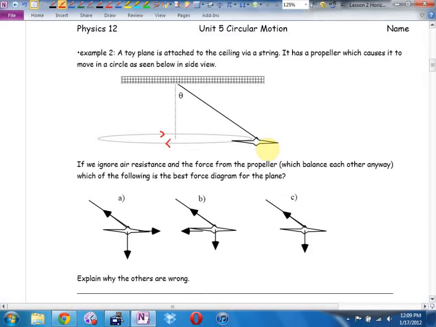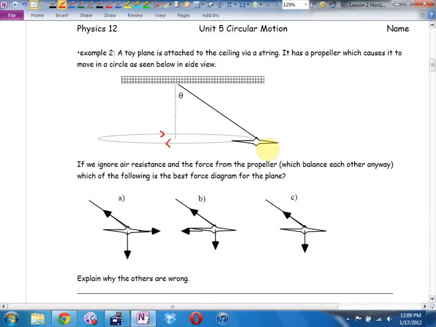If it's moving in a circle, that means when I add up all the forces, I better end up with something pointing towards the center. But that's not going to appear on my free body diagram necessarily. It may, but we'll see.